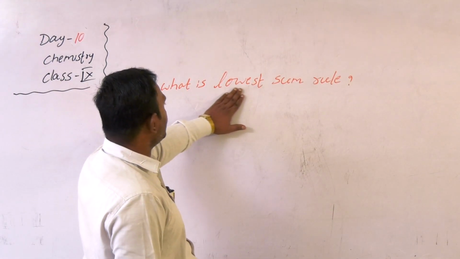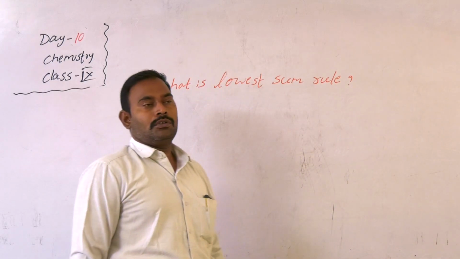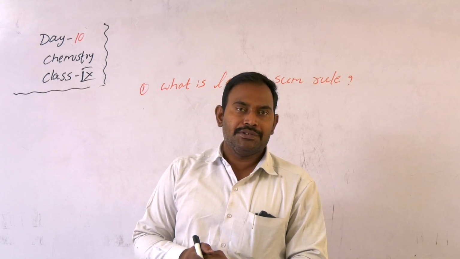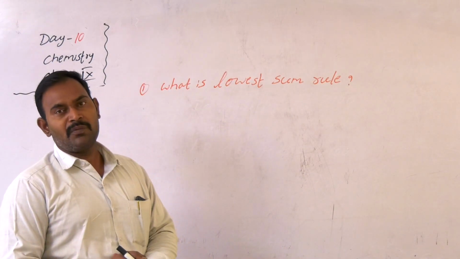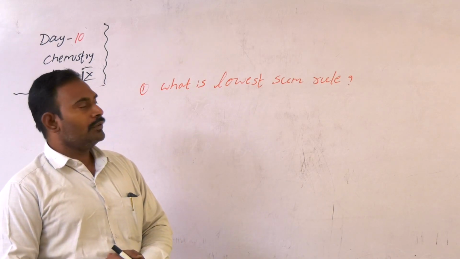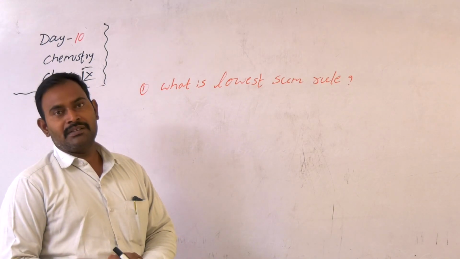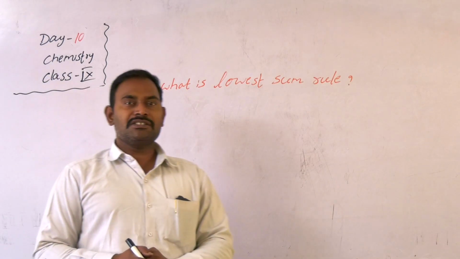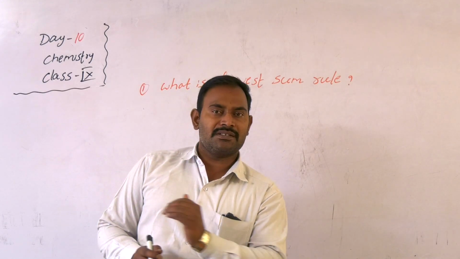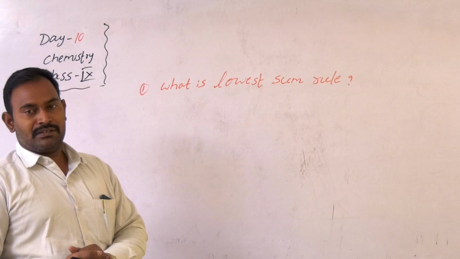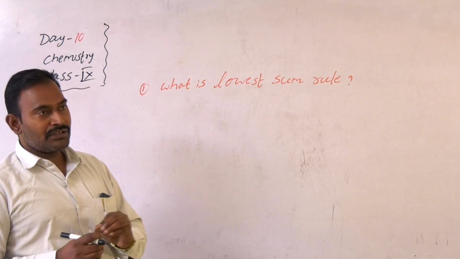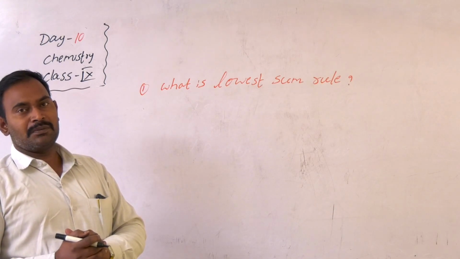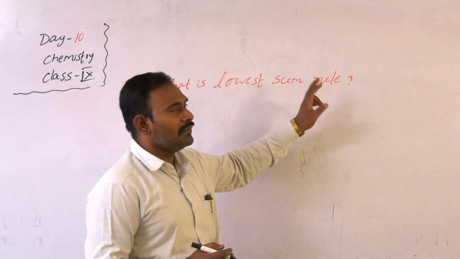Our first question is, what is the lowest sum rule? So first of all, what is rule 1? We have to identify the longest continuous possible chain with more number of carbon atoms. And the second rule is, if any substituents are there, they should get the least number possible. Next, if one or more substituents or branches are there, then we have to allot the lowest number, and if we count the total numbers, the sum should be as low as possible. The rule is called the lowest sum rule.